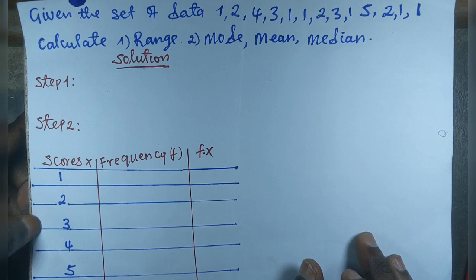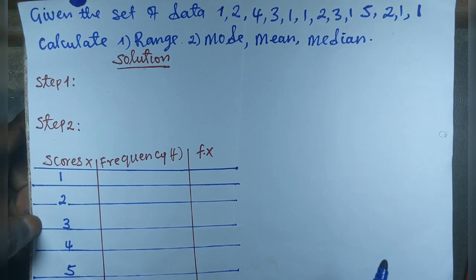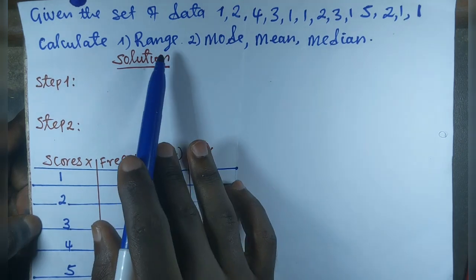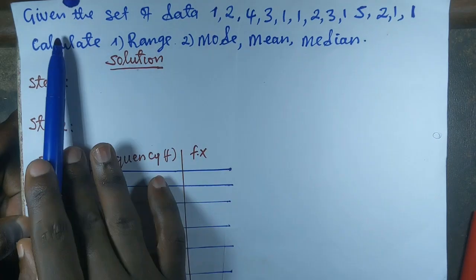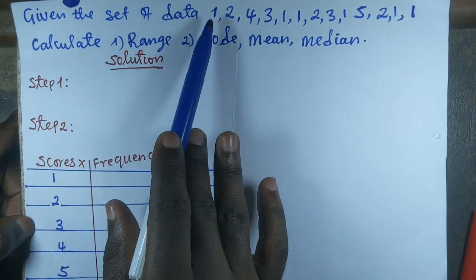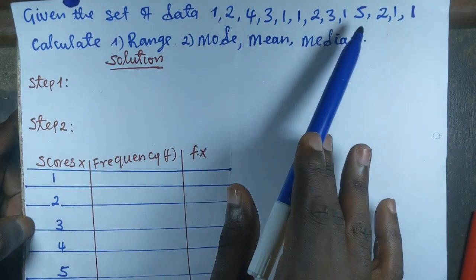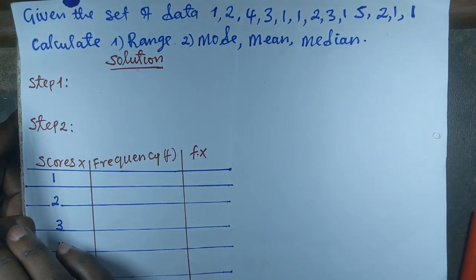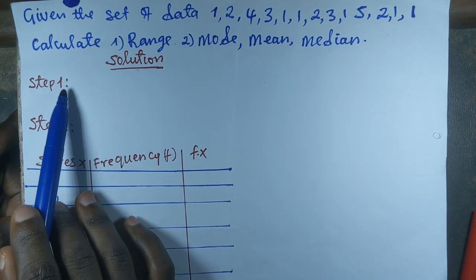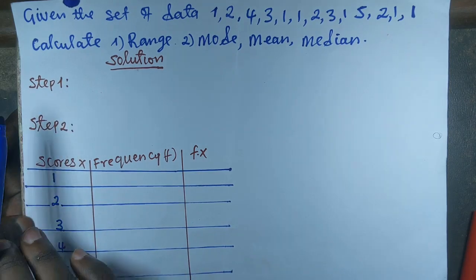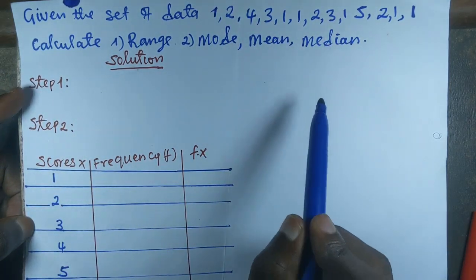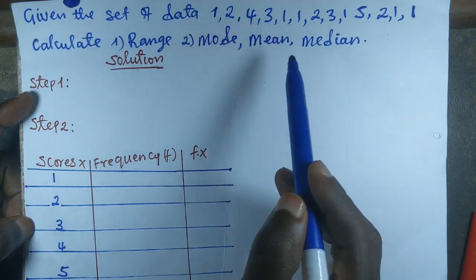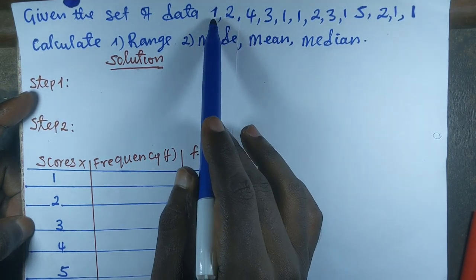To calculate the measures of central tendency, the ones we're going to be looking at are range, mode, mean and median. This set of data has been given. The first step we need to do is to rearrange this in ascending order. So we go and sort out the data in ascending order.